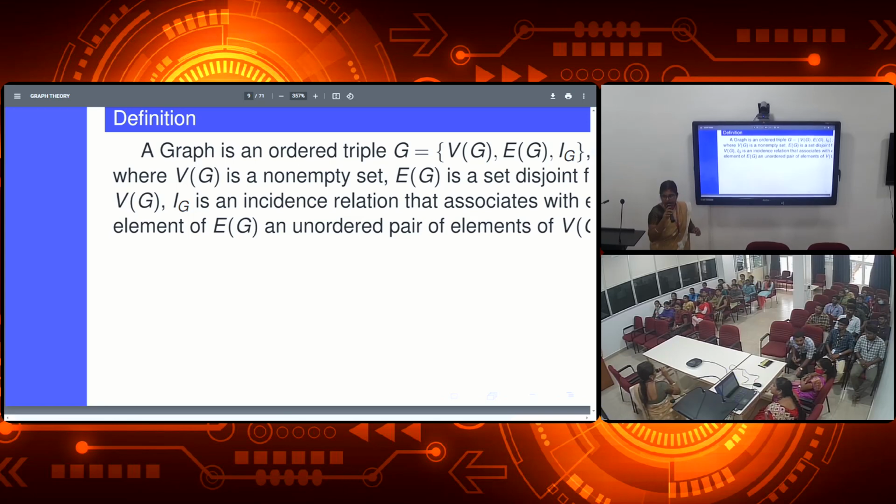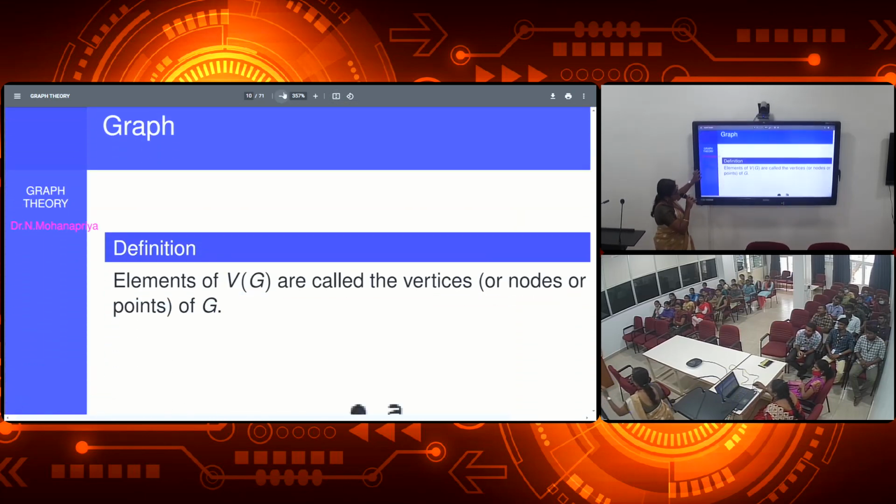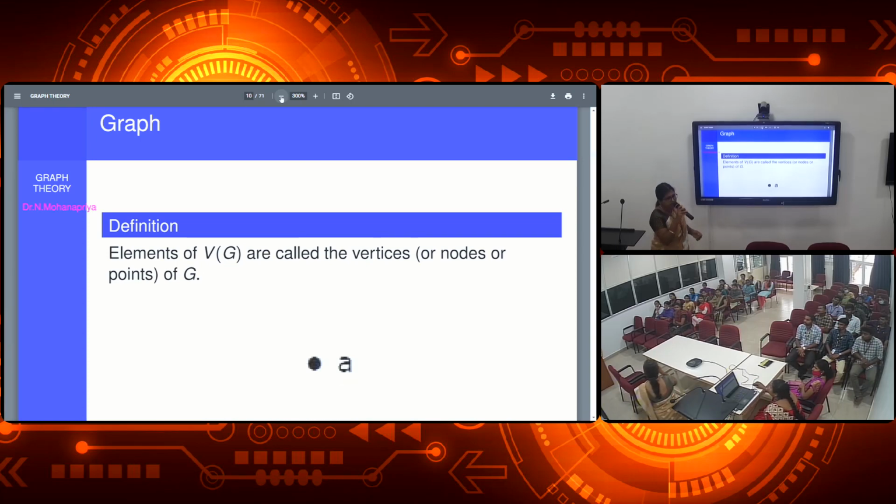Now we come to the definition of a graph. A graph is nothing but an ordered triple with a vertex set, which we denote by V of G, and E of G is the edge set. I of G is the incidence map between the vertices and edges. Next, the definition of vertices. A vertex is nothing but a point. We can denote it as a node. We say vertices as node or point, that is nothing but the vertices.